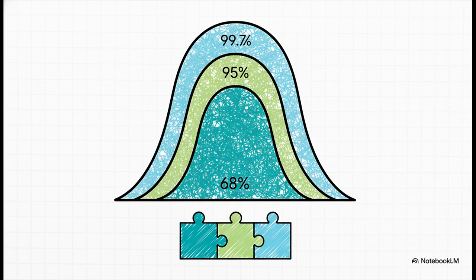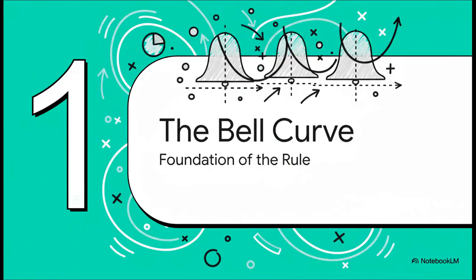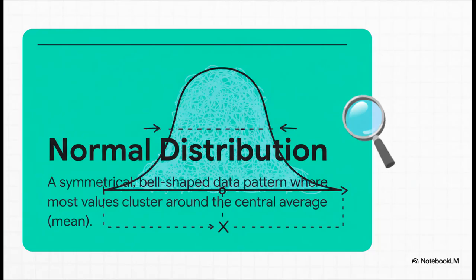But to really get a feel for this, we need to see what it looks like. And that brings us to the visual foundation for this entire idea. The one, the only, the famous bell curve. You might also hear it called a normal distribution. Just look at that shape. A normal distribution happens all the time in the real world. It's when most of your data points bunch up right around the average, in the middle, and then you see fewer and fewer of them as you get further away, creating that perfect classic bell shape.